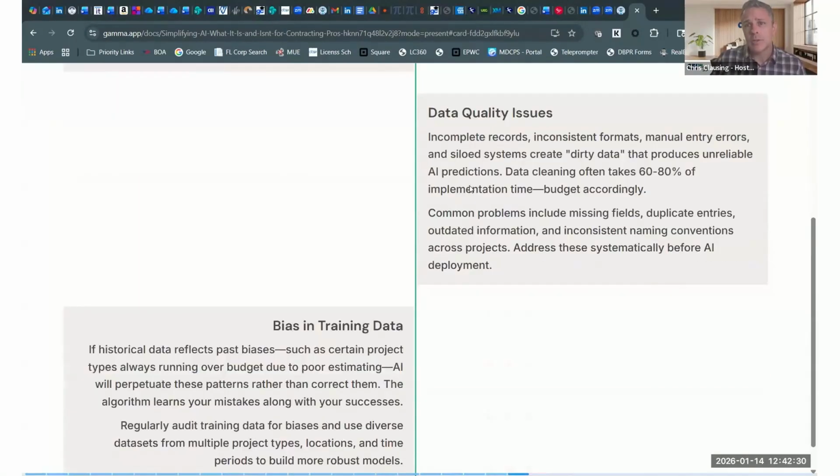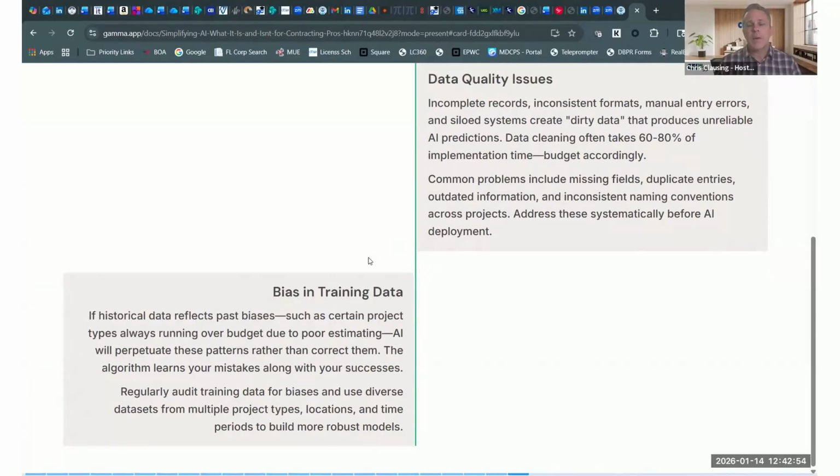And then data quality, we talked a little bit about that. We want to make sure that the data set being utilized is by and large accurate. It doesn't have to be perfect, but it's got to be in a good state. The better the inputs and the data that's there, the better the outputs that you're going to get.